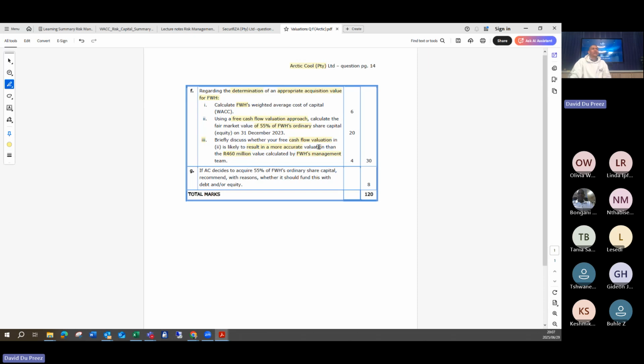So really you're comparing a free cash flow valuation to a dividend growth model. Essentially you are saying, what is the dividend growth model? What is the free cash flow valuation? This is really for 4 marks. So you need to say a dividend growth model is this, this is the outcome, this is the negative, this is the positive. For a free cash flow valuation, you say it is this, this is the positive or this is the negative. Therefore, the free cash flow valuation would most likely result in a more accurate valuation than the dividend growth model that management used.